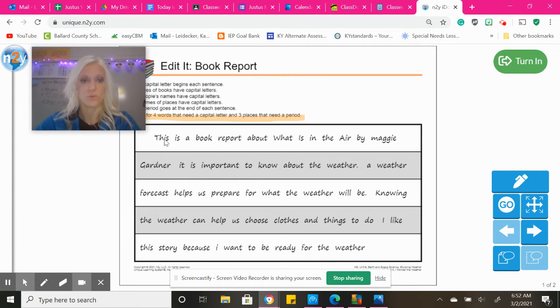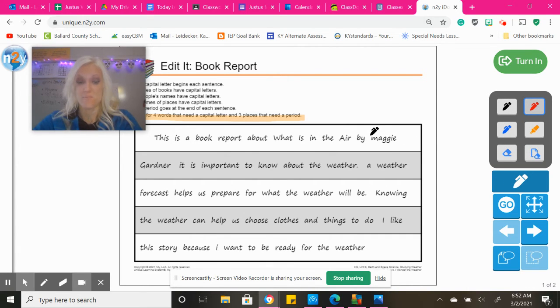Okay, so let's go through here. This is a book report about What Is in the Air by Maggie Gardner. Maggie needs to get capitalized. This is a book report about What Is in the Air. What Is in the Air, that's capitalized, by Maggie Gardner, period.